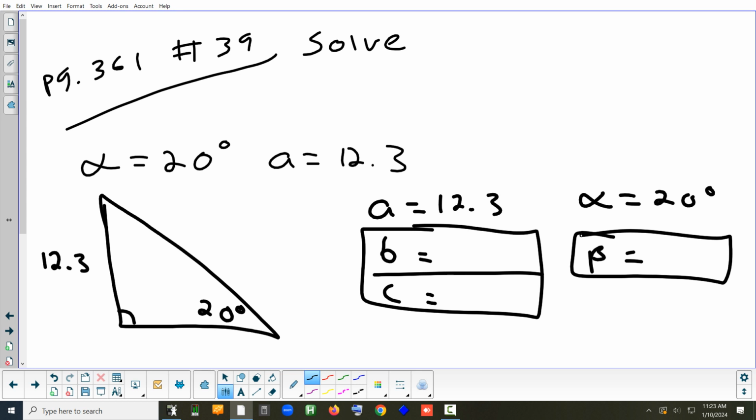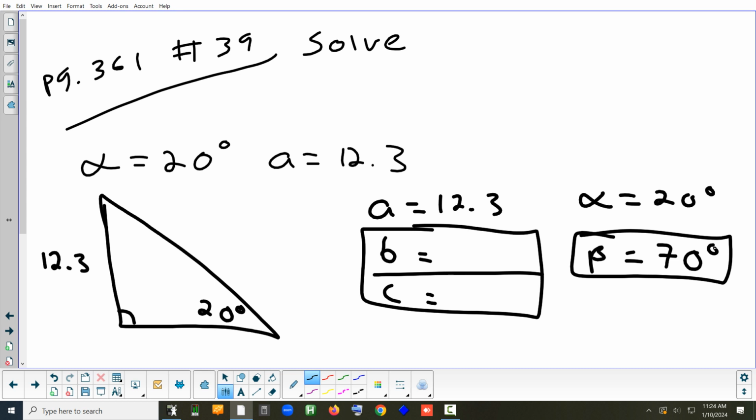What do all the angles have to add up to? 180. Yes. Yeah, that sounds easier. So what do you think beta would be? 70. We know that we already used 90 up for the right angle, so the other two have to be complementary. Okay, so we've got beta.